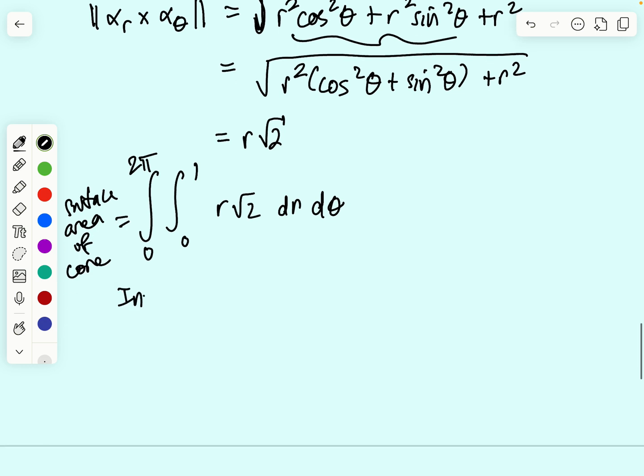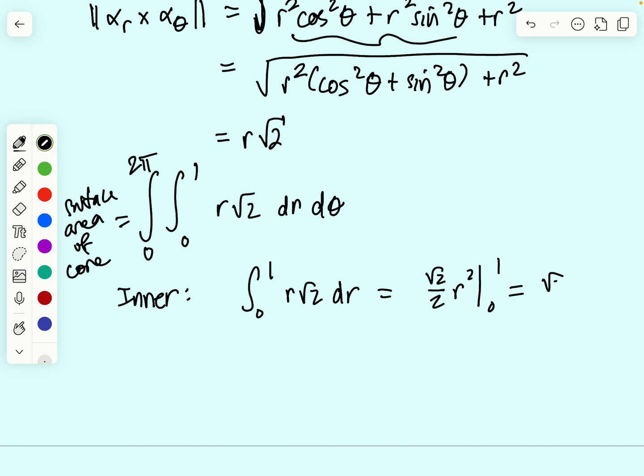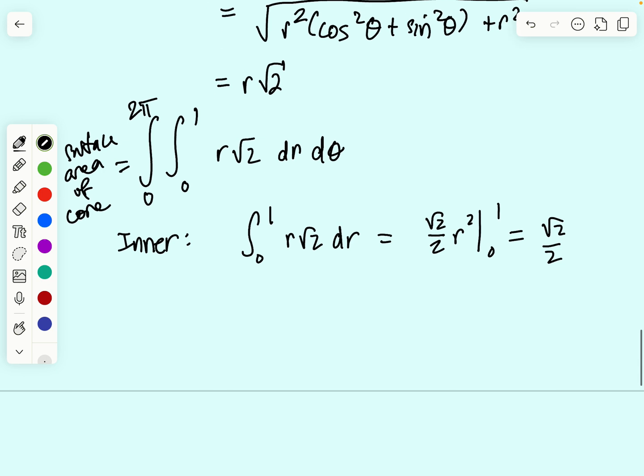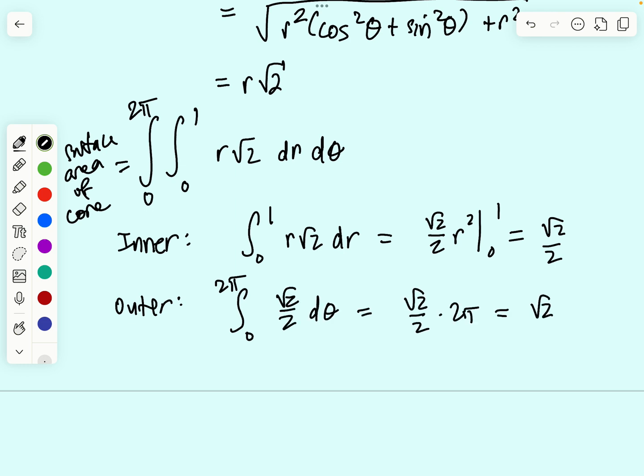So let's calculate these integrals. The integral of r root 2 dr is going to be root 2 over 2 r squared from 0 to 1, that's root 2 over 2. And then the outer integral is the integral from 0 to 2 pi of root 2 over 2 d theta, that's root 2 over 2 times 2 pi, so that's root 2 times pi. And that's the surface area of a cone.